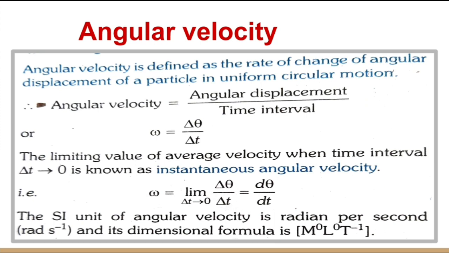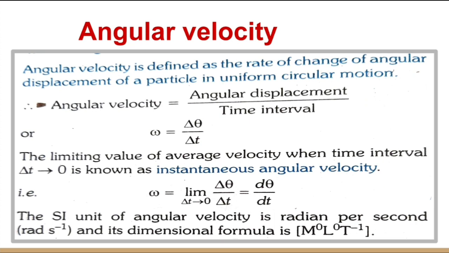Even if we take the limiting value, as we did for average velocity, that is, instantaneous velocity and instantaneous acceleration, here we have the instantaneous angular velocity omega as d theta by dt. So, for angular velocity, you can study either of the two relations, that is omega equal to delta theta by delta t and d theta by dt. As per the situations, we will be using the two equations. SI unit of angular velocity is radian per second and its dimensional formula is M raised to 0, L raised to 0, T raised to minus 1. So, that is angular velocity.